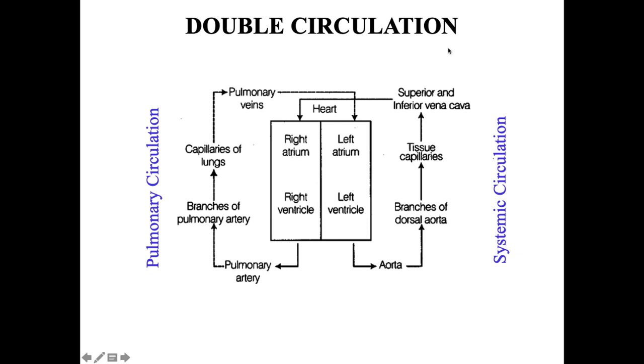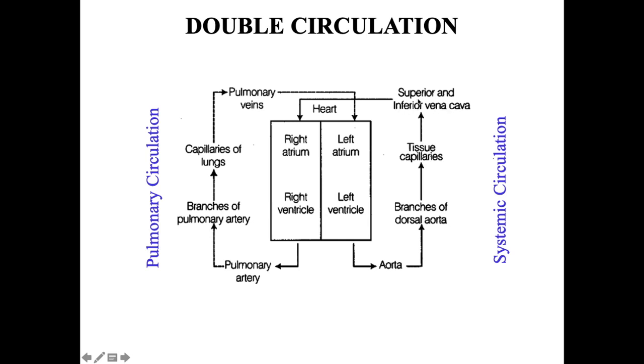From the body tissues, the deoxygenated blood carrying carbon dioxide is pumped back to the heart into the right atrium by the vena cava. There are 2 types of vena cava. They are the superior vena cava and the inferior vena cava.